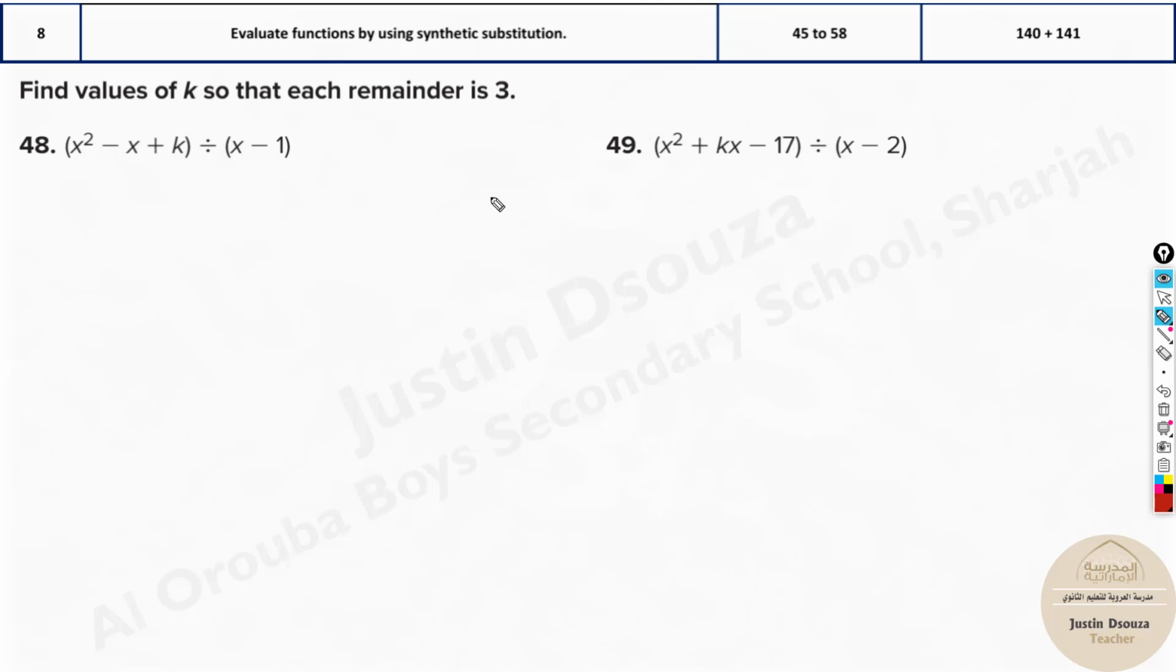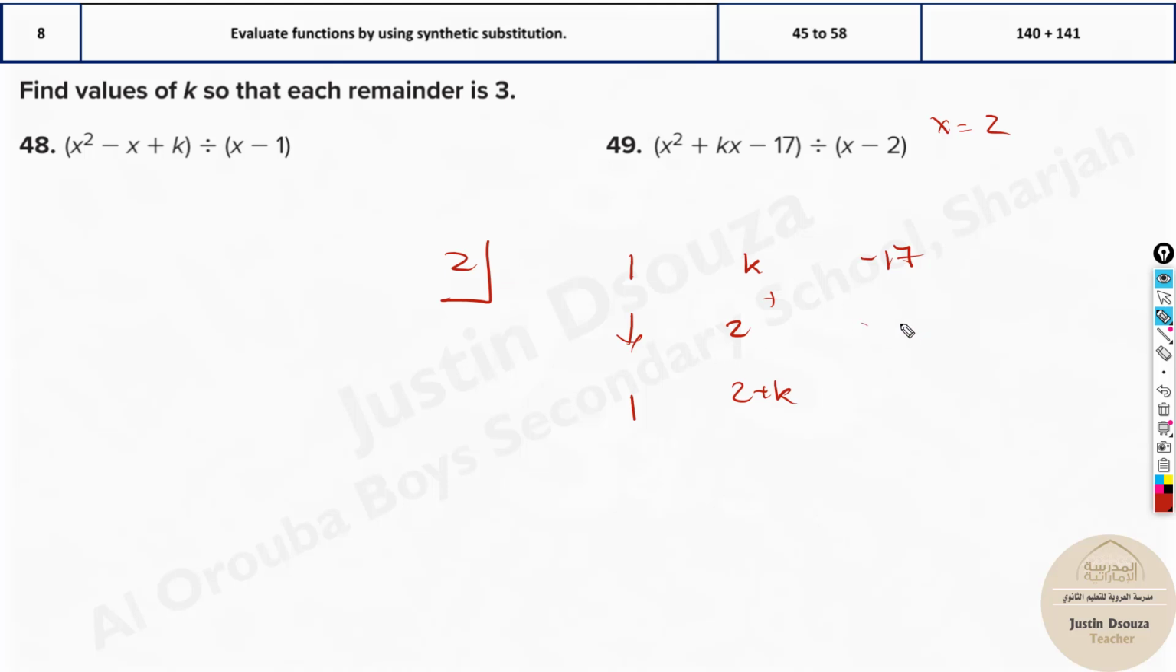I'll do the second one, okay? This one is pretty simple, I guess. I mean, both are the same. So what you do is write the coefficients. 1, over here it's k minus 17. What about this? x is equal to positive 2. So let's start dividing. This goes down. It will be how much? 1. 1 times 2 is 2. Add them up, it will be 2 plus k. Multiply it over here.